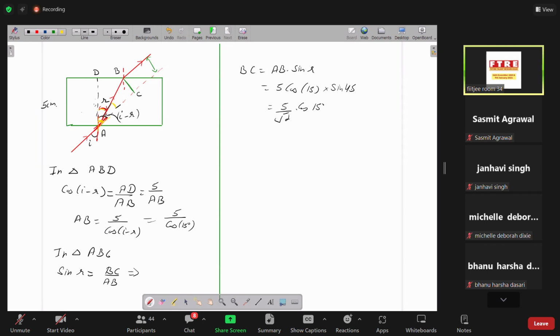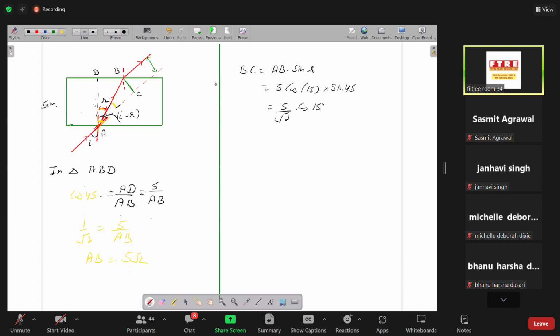So here it will actually be cos of 45 equals 1 by root 2, equals 5 upon AB. That means AB comes out to be 5 root 2.